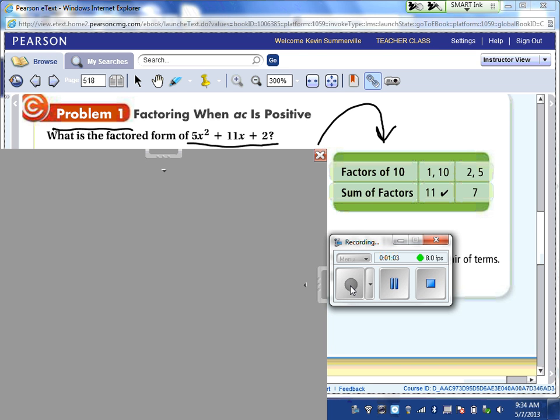I want you to be able to tell me, what did they do to fill out that chart? What numbers did they look at to come up with factors of 10? And how do they choose to pick 1 and 10? When you put them together, you get 11. What made them pick those factors for this problem?